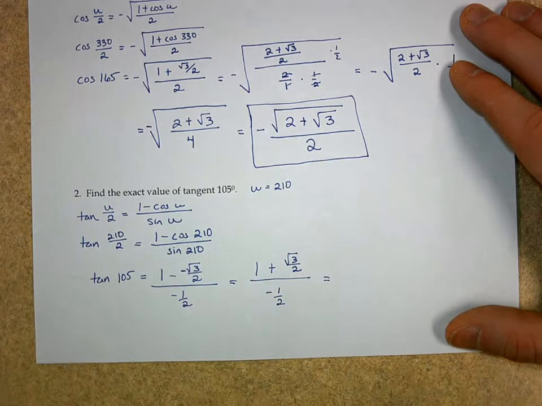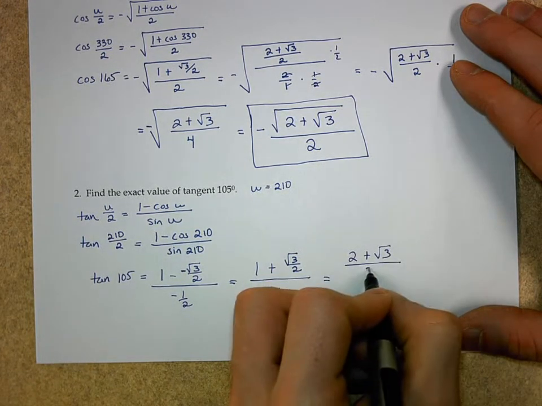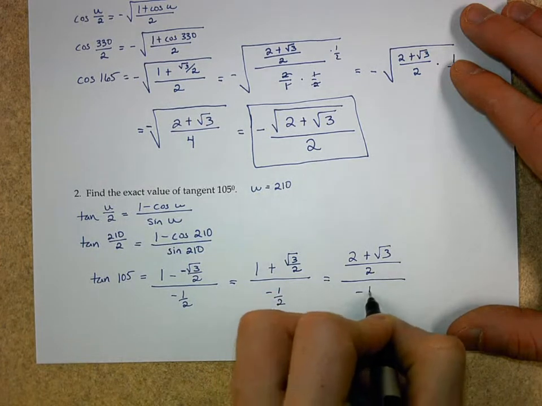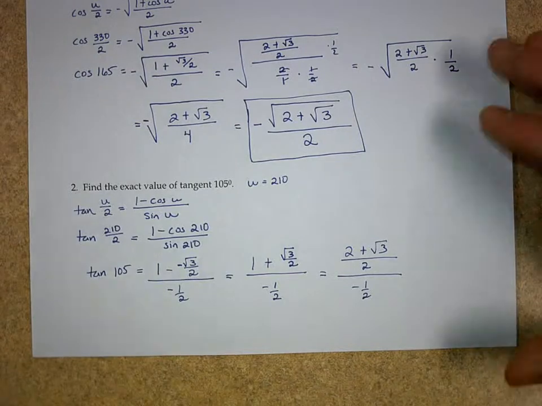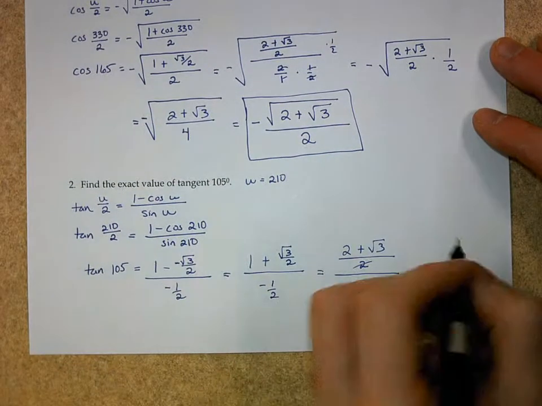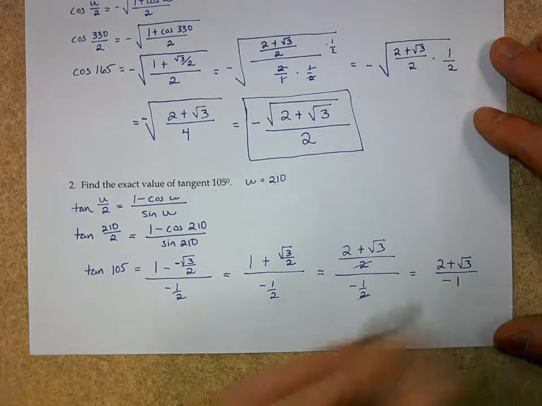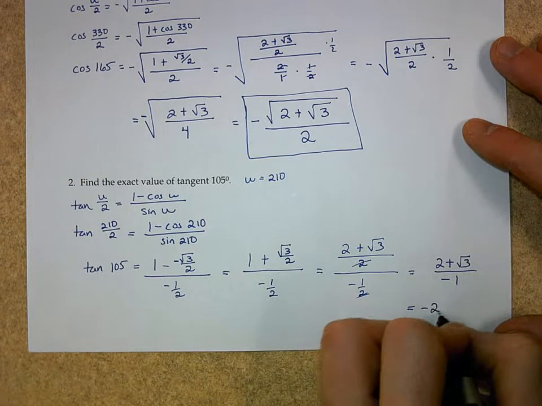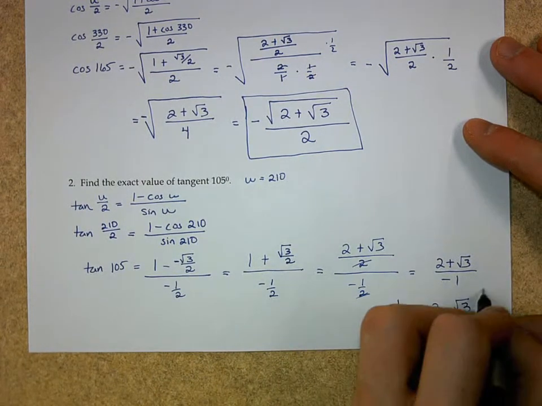Finding a common denominator in this numerator is going to once again be 2, so 2 plus square root of 3 over 2, all over a negative 1/2. Here my 2's do cancel. They're both in denominators. So I end up with 2 plus square root of 3 over a negative 1, which ends up just being negative 2 minus the square root of 3.